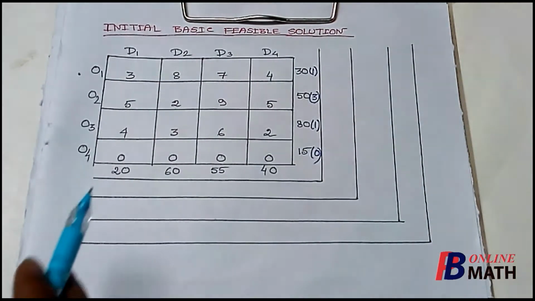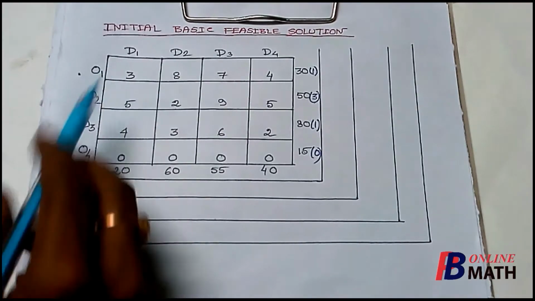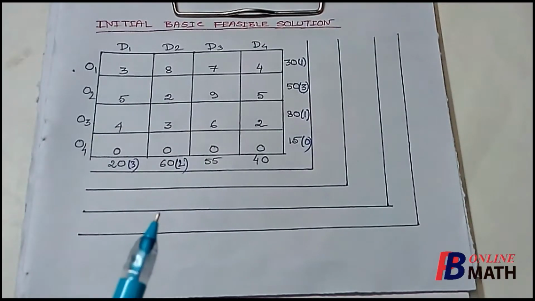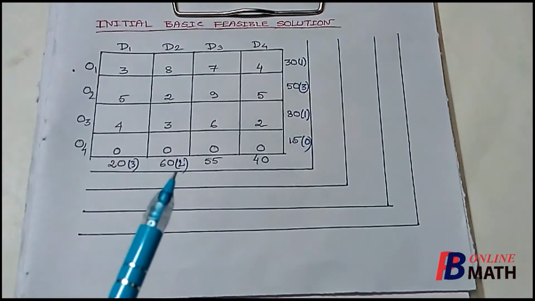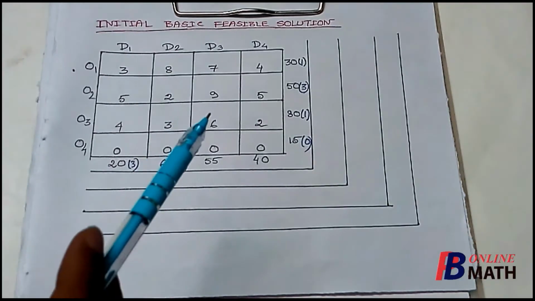Now from the first column, we find that the minimum element is 0 and the next minimum is 3. So the difference is 3. From the second column, we find that the minimum element is 0 and the next minimum is 2. So the difference is 2. From the third column, we find that the minimum is 0, the next minimum is 6.